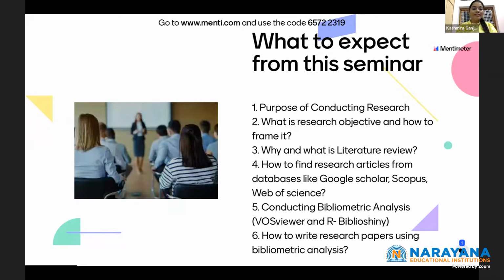So these are the two software tools. By looking at them, you need not worry that you have to do some coding. You need not do anything. They are very user-friendly software, and you will learn them very easily. And then finally, we will show you how to write a research paper using this particular literature review method, bibliometric analysis. So we will keep it like this.